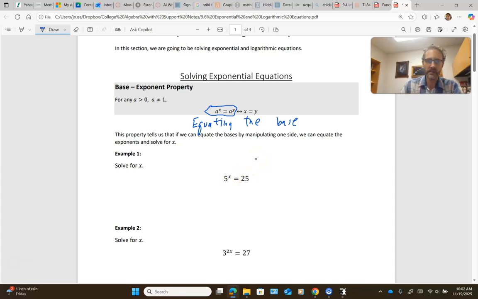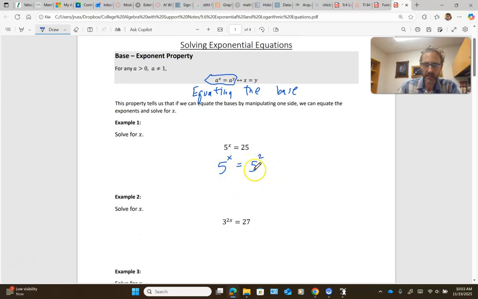Okay, and so what I mean is this. Instead of writing 25, I'm going to express it using a base and an exponent. Okay, so 25, if you recall, is the same as 5 to the second power. Okay, and so by doing this, I have equated the bases. And so using this property up here, this then implies that this exponent has to be equal to this exponent. In other words, this implies that x has to be equal to 2.